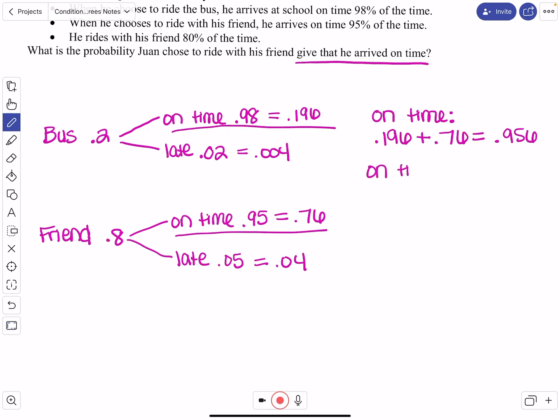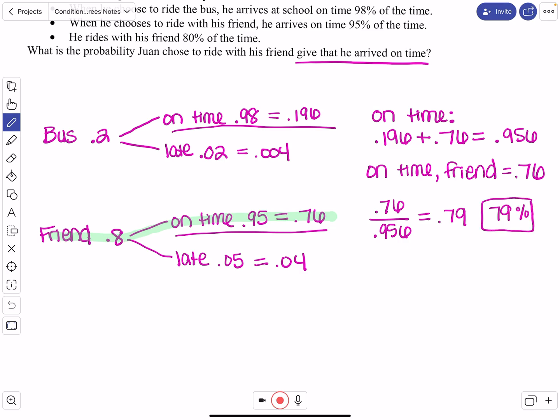So then, on time, and he rode with his friend. So on time and he rode with his friend, so that would be friend and on time. Right there is that pathway. So that is 0.76. So we do 0.76 divided by 0.956. So that's going to be 0.79 or 79%. There's a 79% chance for that one. And that is it.